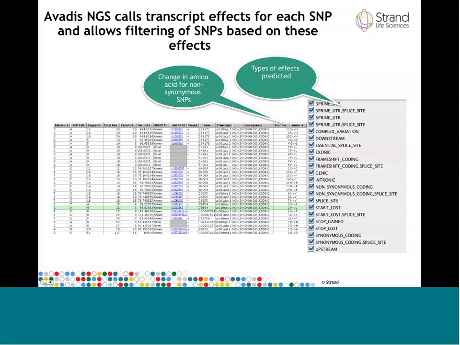So from a SNP prioritization perspective, you can call SNP effects and then pick up SNPs that have the most prominent effects. You could pick up SNPs which have non-synonymous changes or stop gained or stop loss changes, and prioritize those for further work.